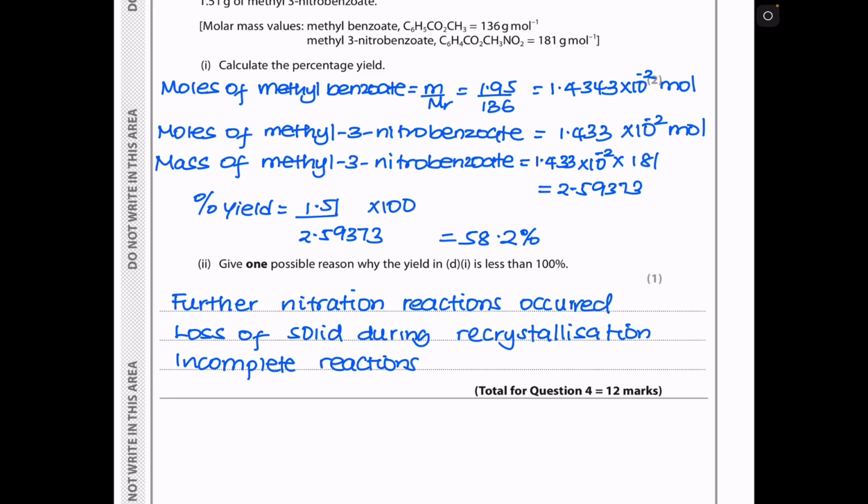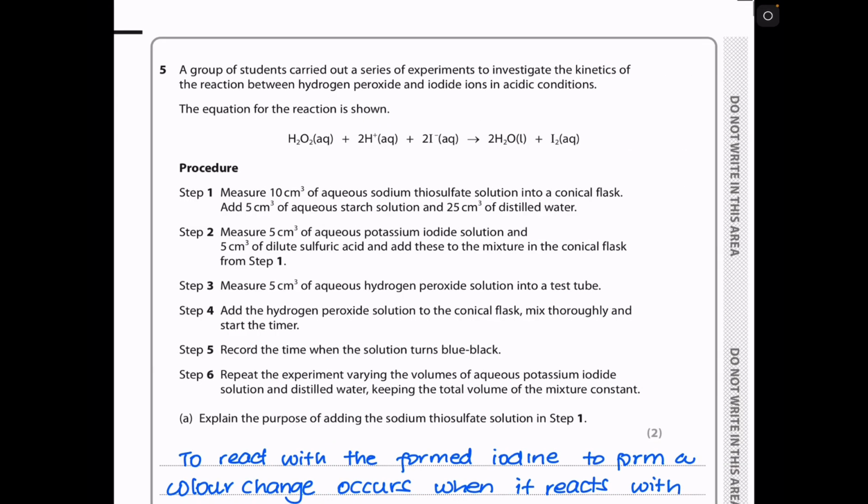Let's continue to question 5. Question 5. A group of students carried out a series of experiments to investigate the kinetics of the reaction between hydrogen peroxide and iodide ions in acidic conditions. The equation for the reaction is shown. So this is the equation for the reaction. So the procedure is as below.